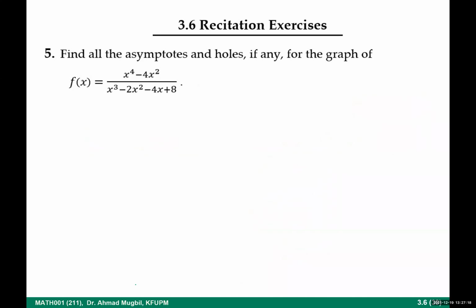Now, please solve this one, and I think that this one will summarize the section. It is the best end for this section. This is the last recitation exercise. Find all the asymptotes and holes, if any, for the graph of this rational function.